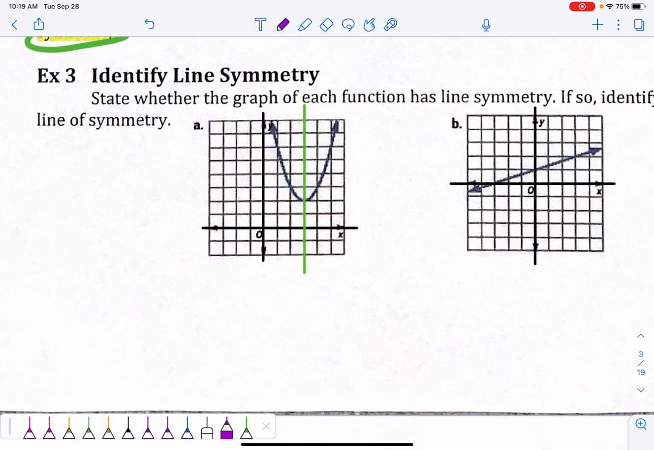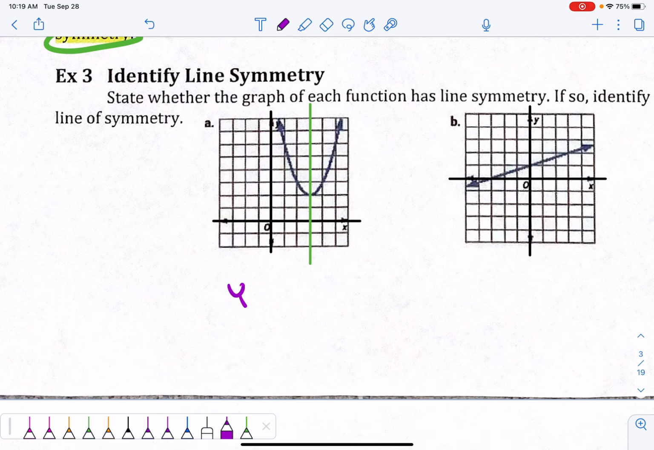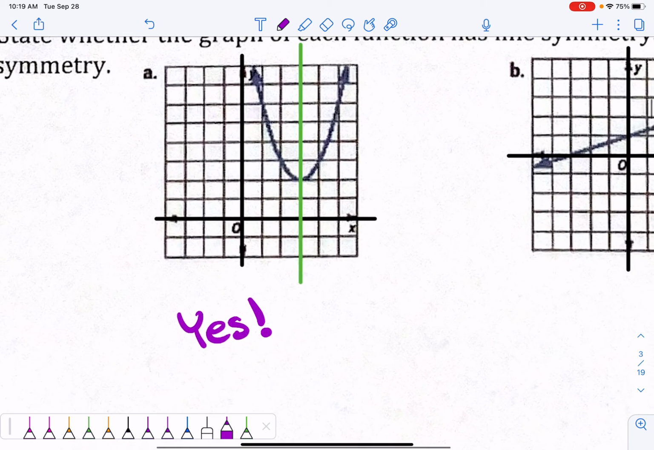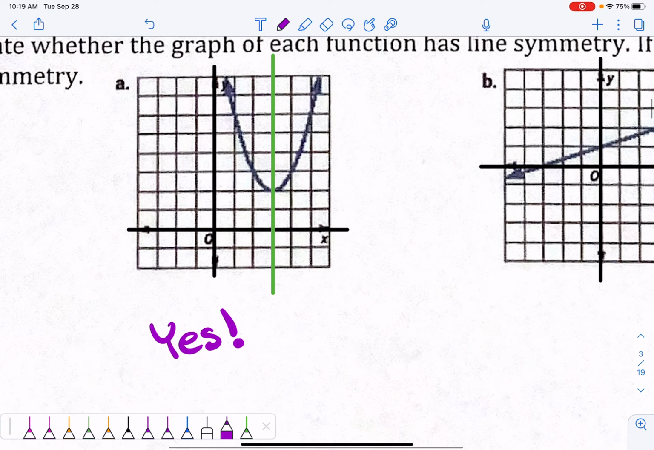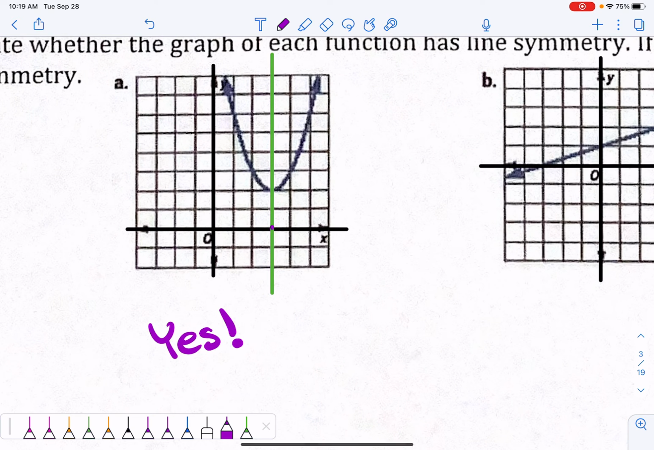So we would say, state whether he has a line of symmetry. Yes, he does. And that line, the name of that line, we've named vertical lines before like that. It's going through the x-axis at 3, so the line of symmetry is x equals 3.